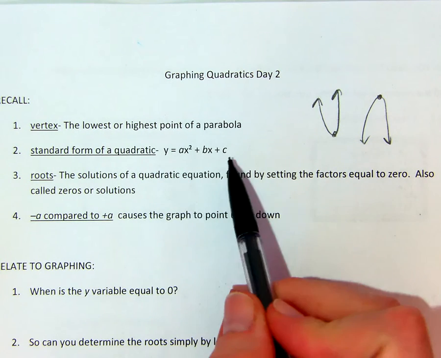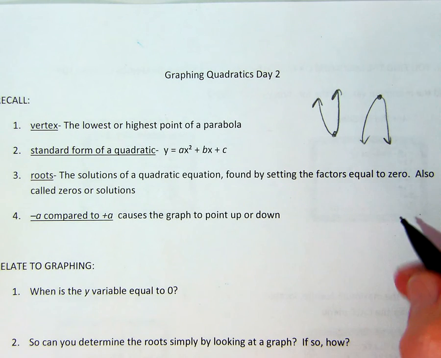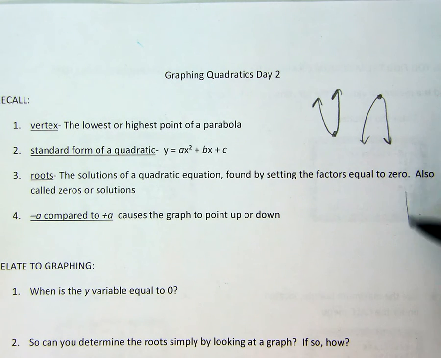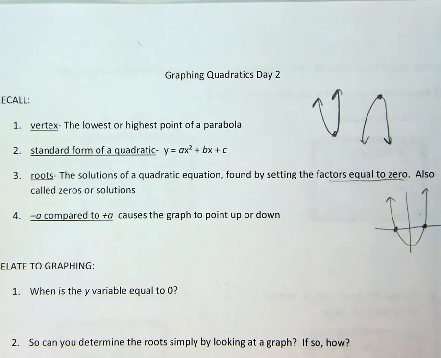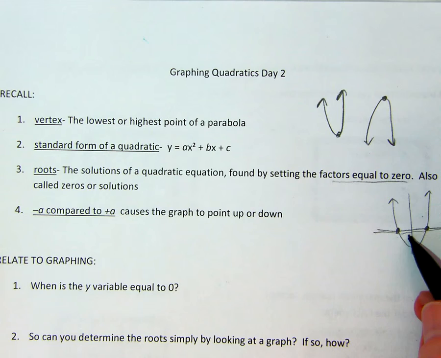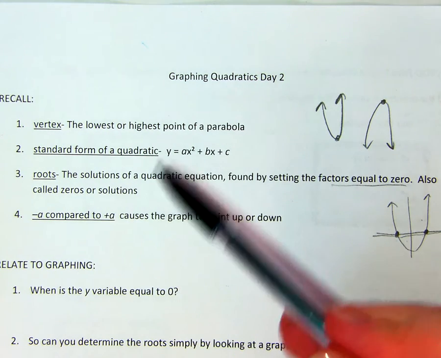We remember standard form. We've talked about the roots. So the roots are the solutions to a quadratic. And we've looked at them and we've seen they're wherever I cross the x-axis. And it's where the factors equal 0. And the reason we say that is because on the x-axis, y is 0. So they do in fact equal 0. And we remember that negative a and positive a can make a graph point up or point down.